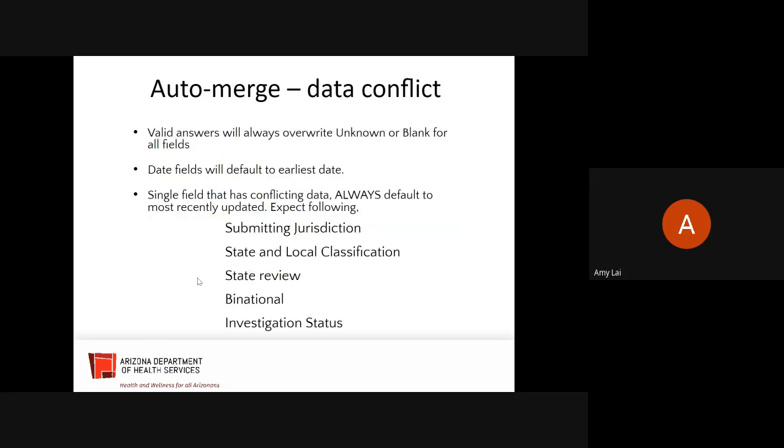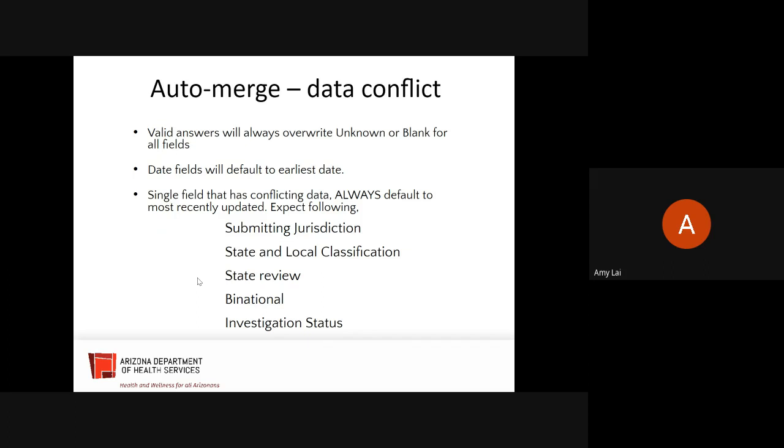So what if there's conflicting data? Because auto merge happens automatically, users can't go in and decide which to keep, so there is an algorithm. A valid answer will always override unknown or blank for all fields. For date fields, it always defaults to the earliest date. A single field that has conflicting data will always default to the most recently updated information.